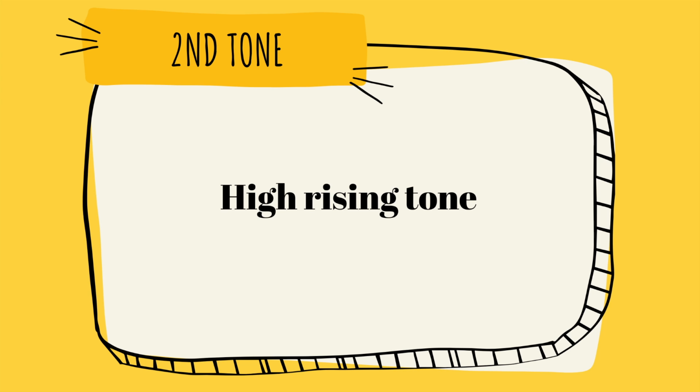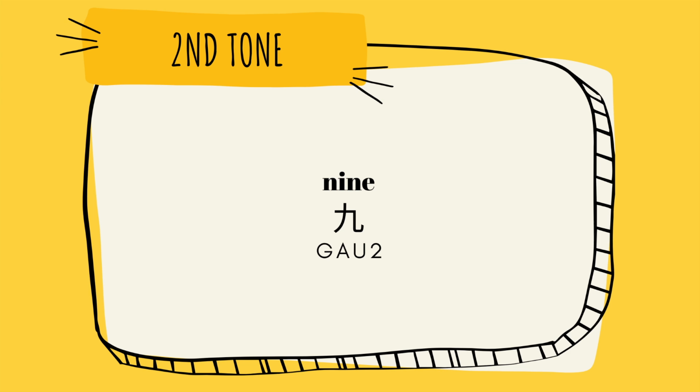The second tone is the high rising tone. It starts at a very low pitch and normally rises above the pitch of the first tone. For example, 九.